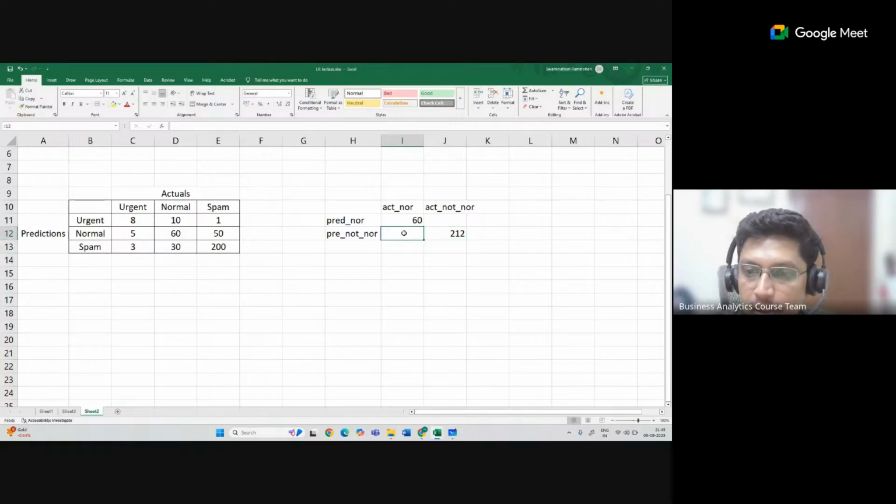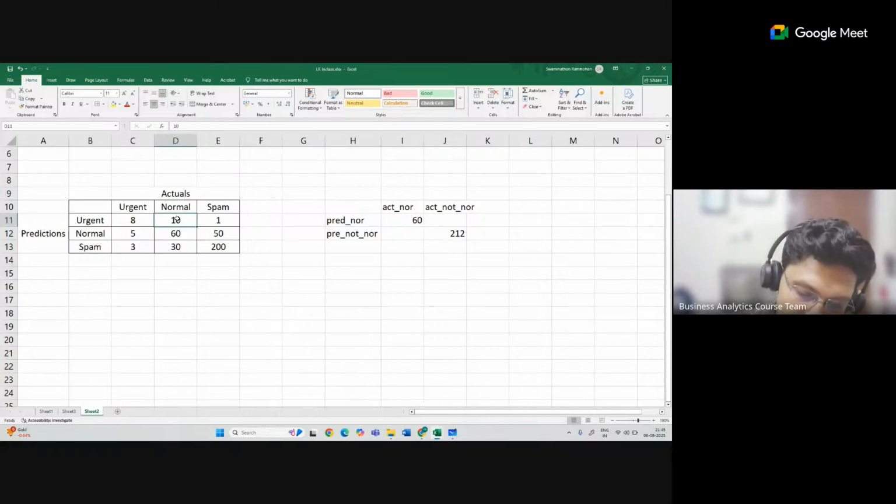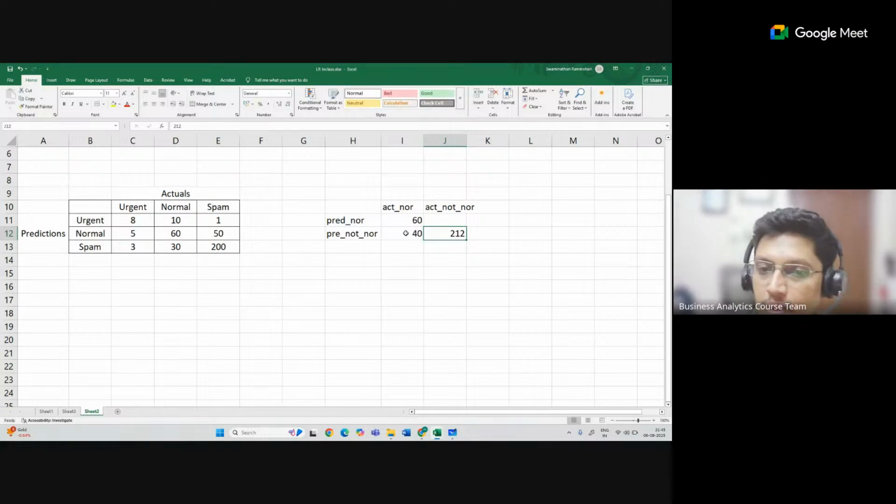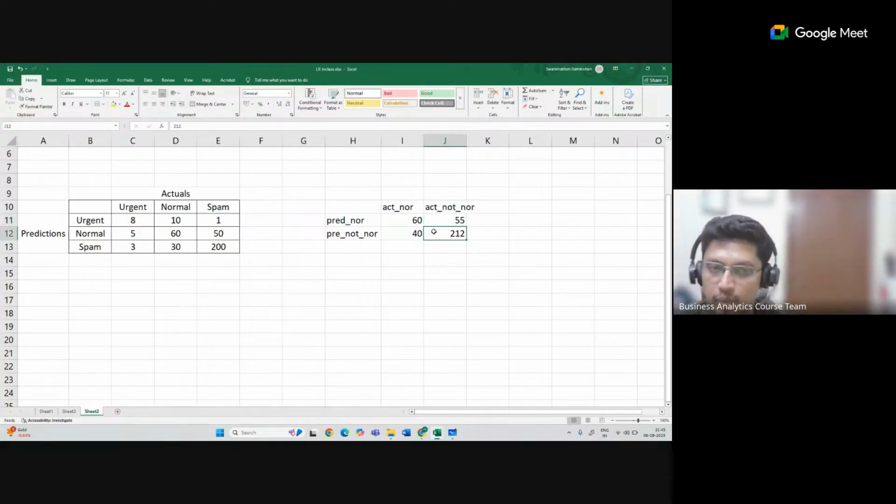Now tell me this. Prediction is not normal, actual is normal. How much is it? 40. What about the other one? Prediction is normal, actual is not normal. 55. Yes, sir.